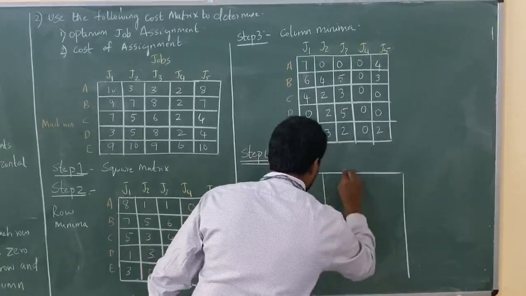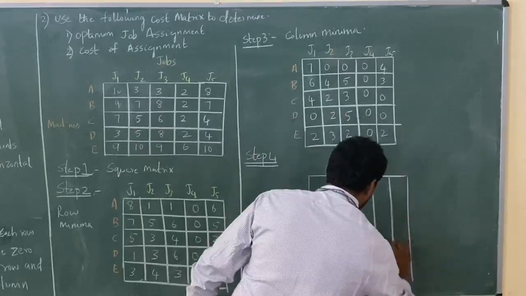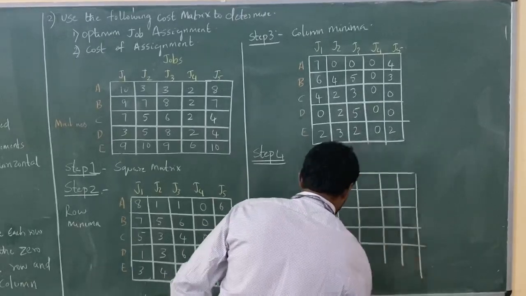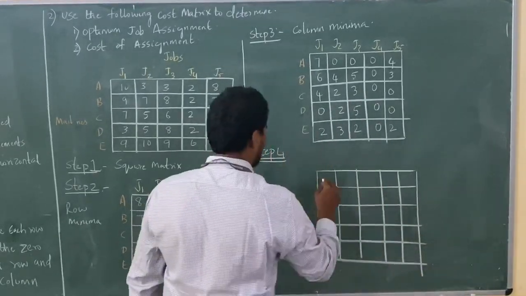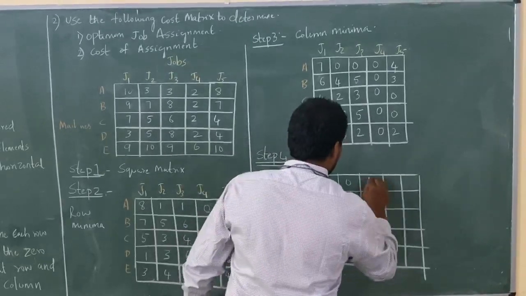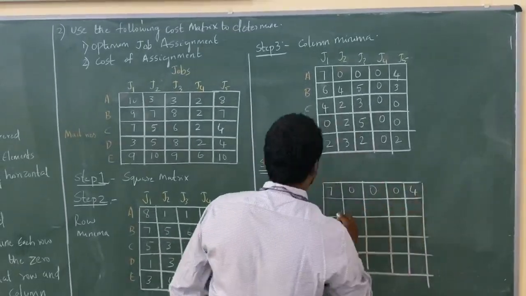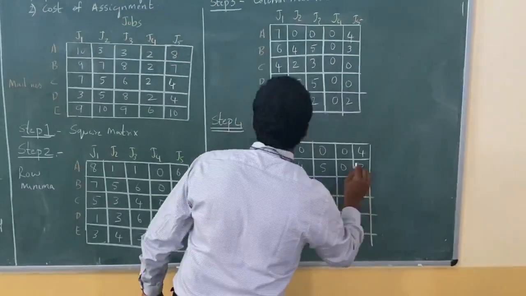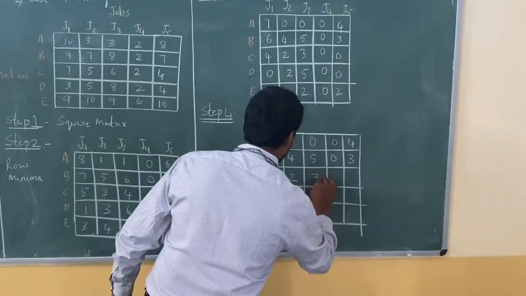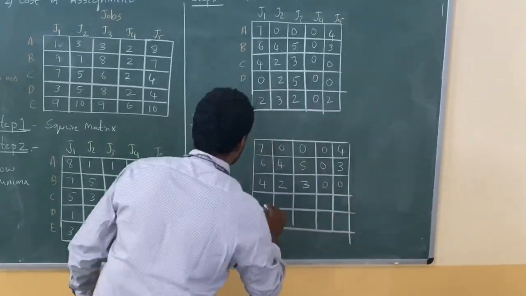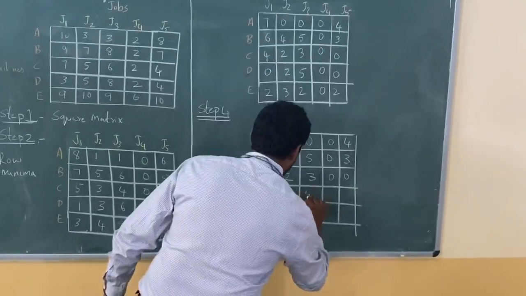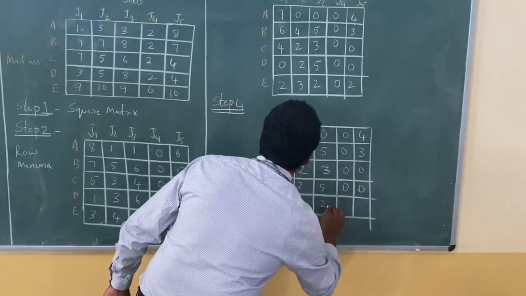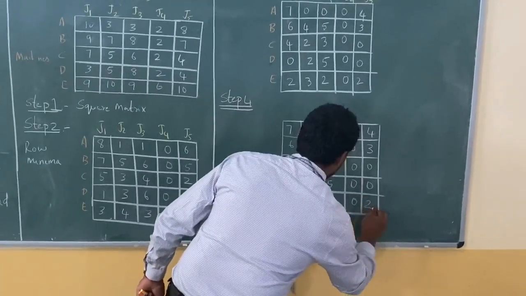Okay, 1, 2, 3, 4 and 5. I'll repeat the same matrix. 7 0 0 4 6 4 5 0 3 4 2 3 0 0 0 2 5 0 0 2 3 2 0 and 2.